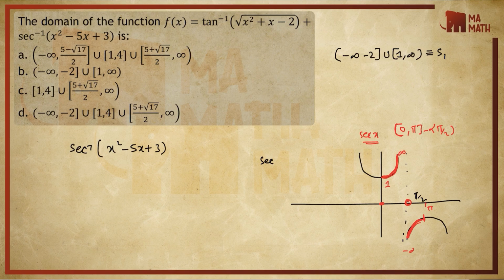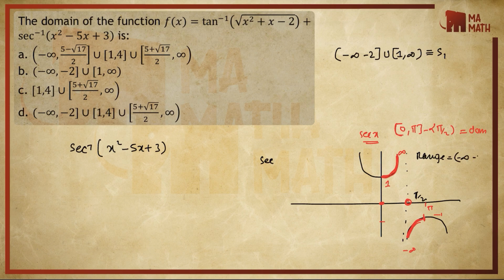And the range, as you can see, is from 1 to infinity here, and here minus infinity to minus 1. So this is our domain, and our range is minus infinity to minus 1 closed union 1 to infinity. This is the secant x function. When you invert this, we get a secant inverse graph where our range will become the domain and the domain will become the range.